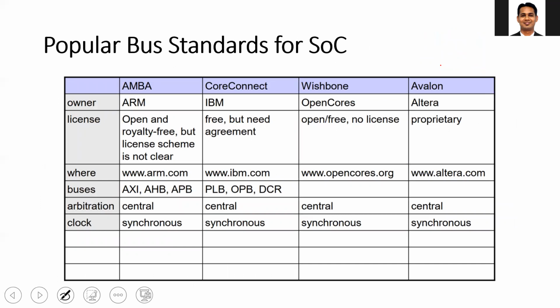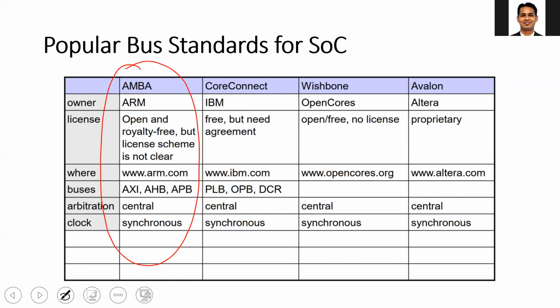Over the years, multiple communication standards have been developed. AMBA is one, CoreConnect from IBM, Wishbone from OpenCores, and Avalon from Altera. Each has its own requirements, and each has its own features. And in our AELD course, we are going to study the AMBA protocol.